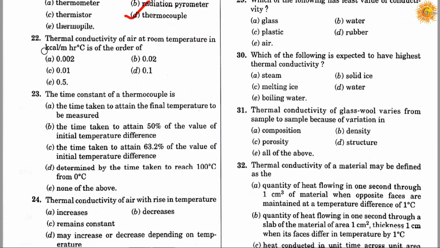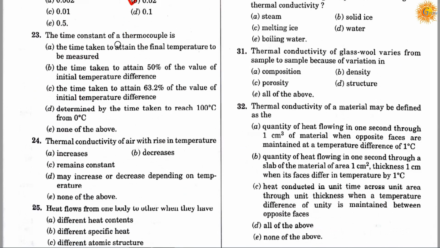Question number 22. Thermal conductivity of air at room temperature in kilocalorie per meter hour degree centigrade is of the order of option A, 0.002, option B, 0.02, option C, 0.01, option D, 0.1, option E, 0.5. Correct answer is B. It will be 0.02.